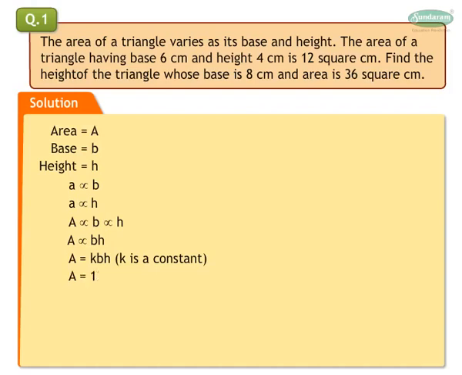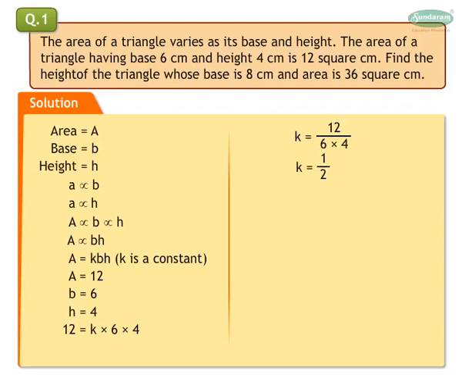Now we know A is 12 when B is 6 and H is 4. Let us substitute and find K. Therefore, 12 is equal to K into 6 into 4. Therefore, K is equal to 12 upon 6 into 4. We get K is equal to 1 upon 2. Hence, our equation of variation is A is equal to half of BH.